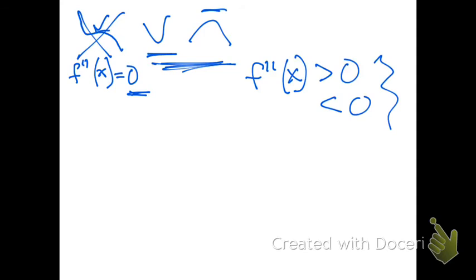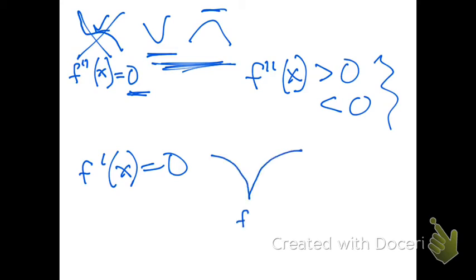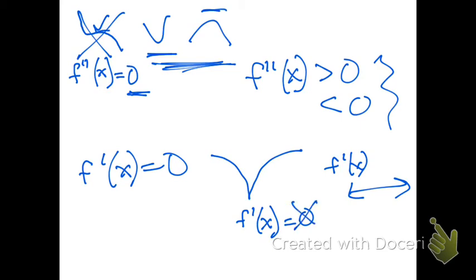The other qualification is the first derivative has to be 0. It can't be undefined, because undefined would mean like a sharp point. Let's say maybe something like this. That's still a minimum, and we would still find it if we had a first derivative sign chart, but the second derivative shortcut wouldn't work because this is not a derivative of 0. This is a derivative that's undefined.